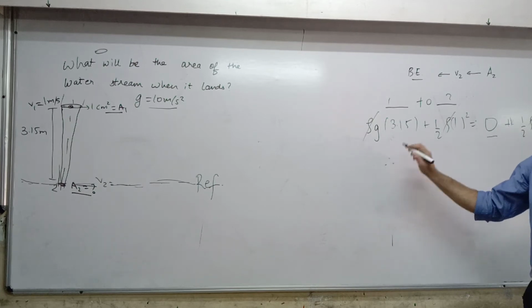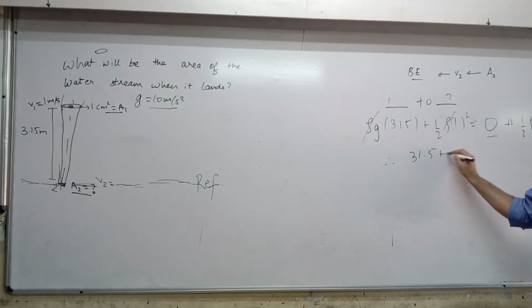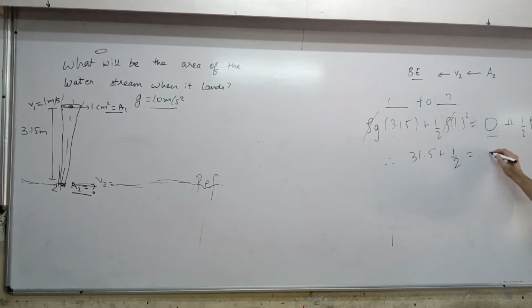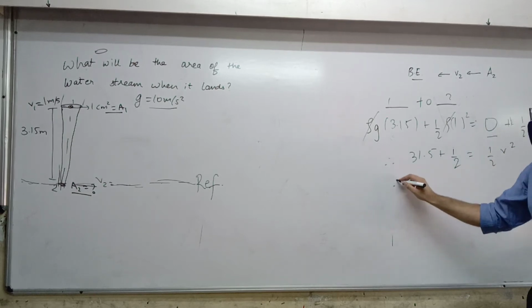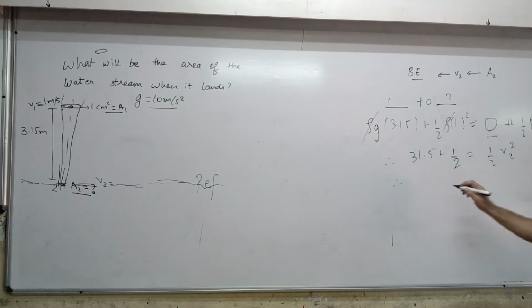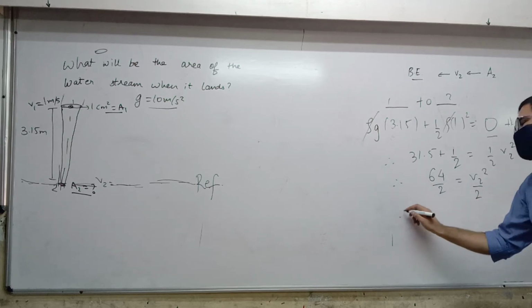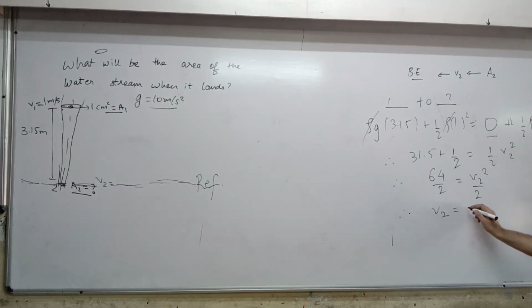Okay, put g as 10. 31.5 plus 1 by 2 is equal to 1 by 2 V square. V2. 63 plus 1, 64 by 2 is equal to V2 square. Yes, so what I did in my mind yesterday was right. So V2 is equal to 8 meter per second. Actually our speed. Correct velocity is negative.